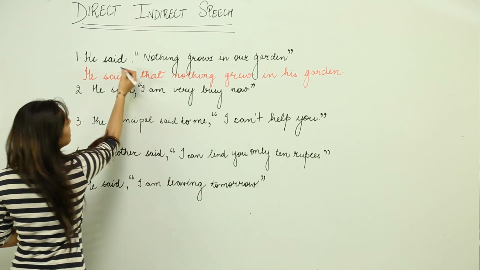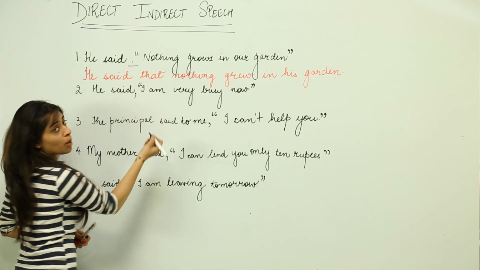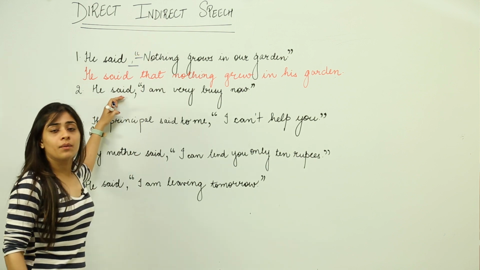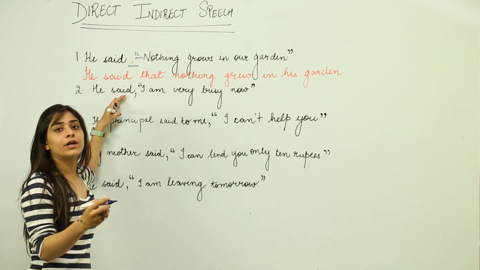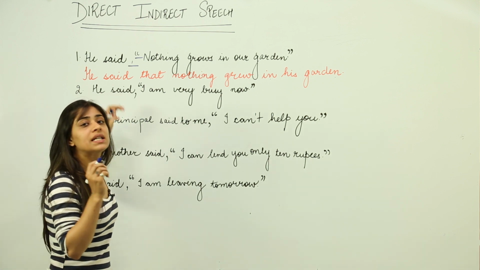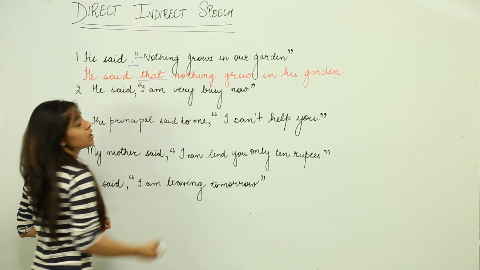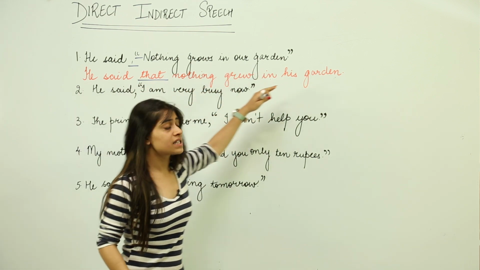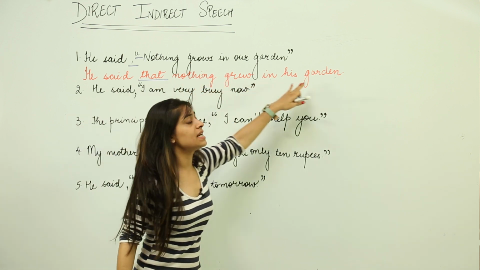Because this is a direct speech, so we remove this comma, we remove these inverted commas. And we learned that in the very first set of rules that when we are writing a reported speech, we use the word that, which is mandatory. So we've used the word that. Nothing grows in our garden gets converted to nothing grew in his garden.